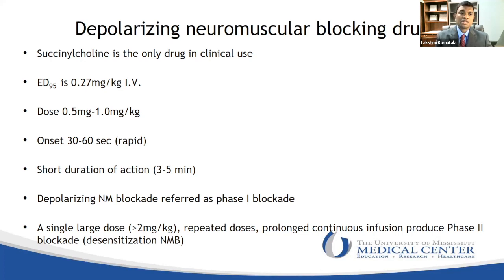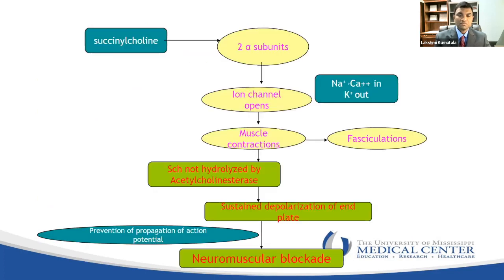patients. The depolarizing blockade is referred to as a phase 1 blockade, as Dr. Rakhee Goyal said in the previous slides. A single large dose, more than 2 milligram per kg, and also repeated doses or prolonged continuous infusion produce phase 2 blockade. It is known as the desensitization neuromuscular block.